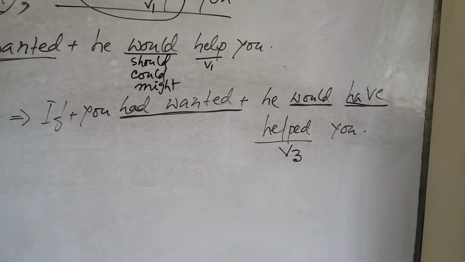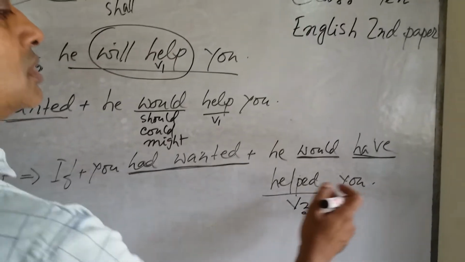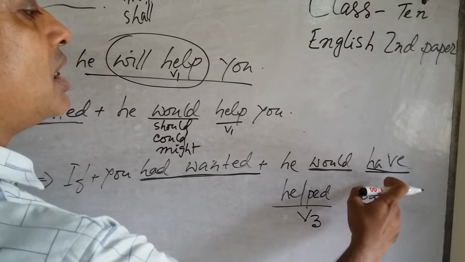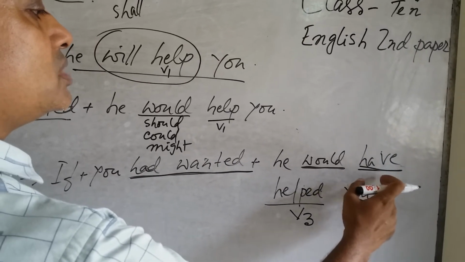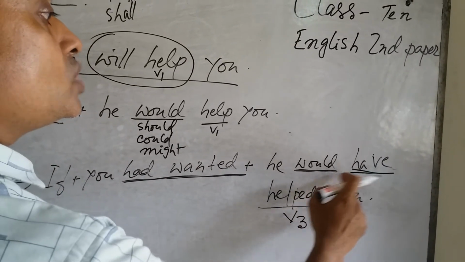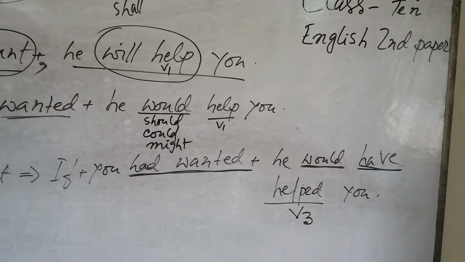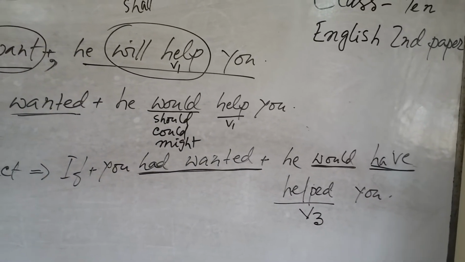As we know, we always use a past participle form after has, have, or had. So there will be would have, and it would be a past participle.